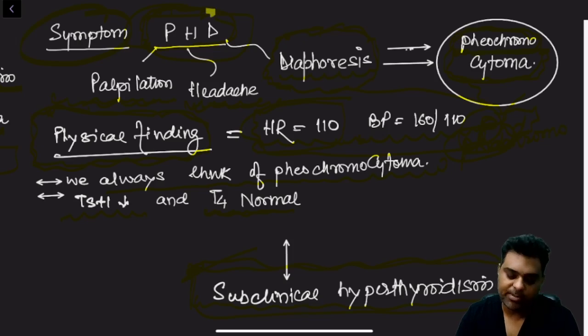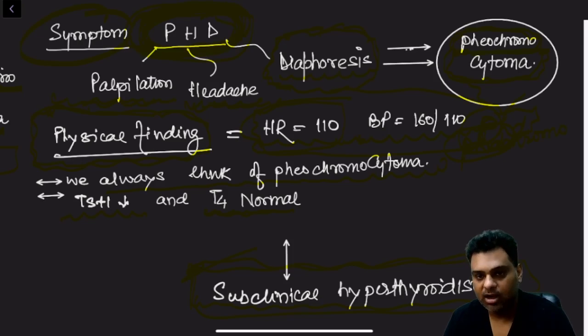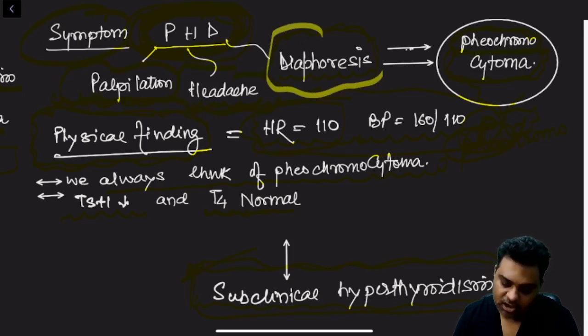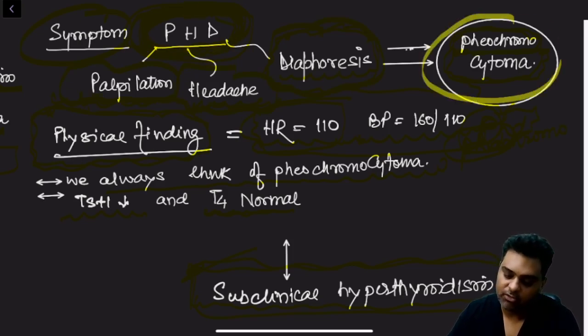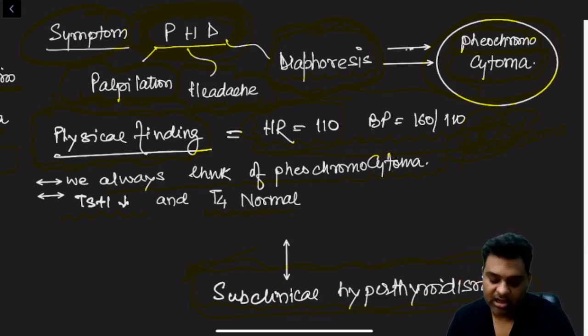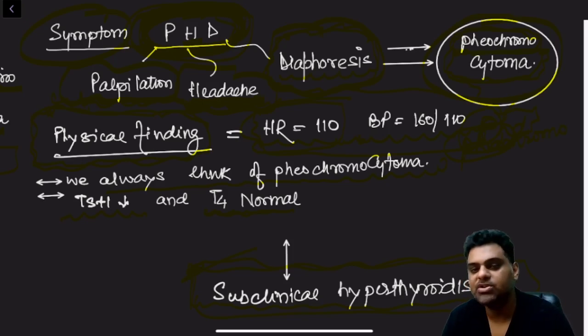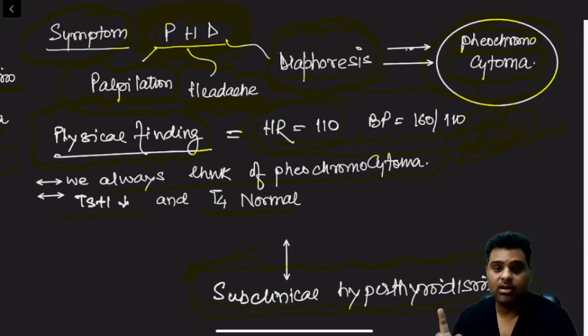Now, coming to the symptoms. The pheochromocytoma symptom triad mentioned in our question is PHD. P is for palpitation, H is for headache, D is for diaphoresis. Whenever this triad is present, we always think of pheochromocytoma. Please remember, H is for headache, not for hypertension, because in the options you will also be given hypertension and you will be confused. Please note that PHD are the symptoms, not the signs.